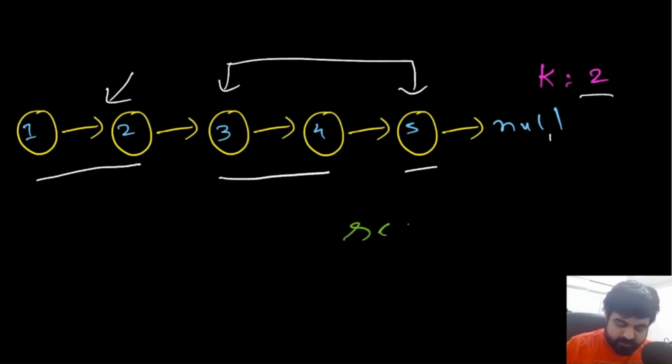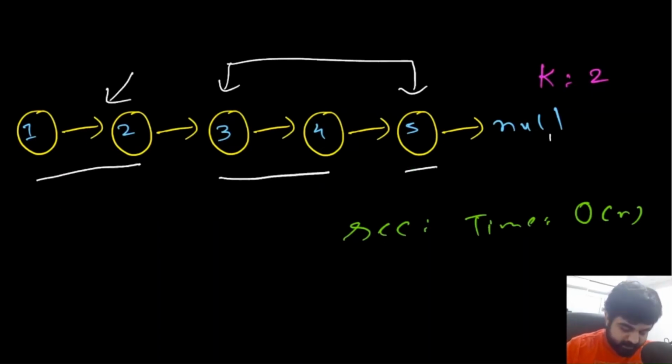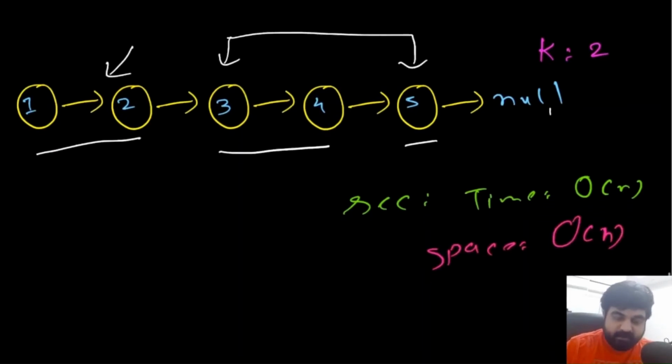Now for the recursive approach, if we see time and space complexity, the time complexity is going to be big O of n, because we need to iterate over the given input twice. Why twice? Because first we need to check whether, for the given input, the value of k is greater or less than the length. And then secondly, we need to do it for reversing the k nodes. If we see space complexity, it is going to be big O of n, where we will use n space for the recursive stack.